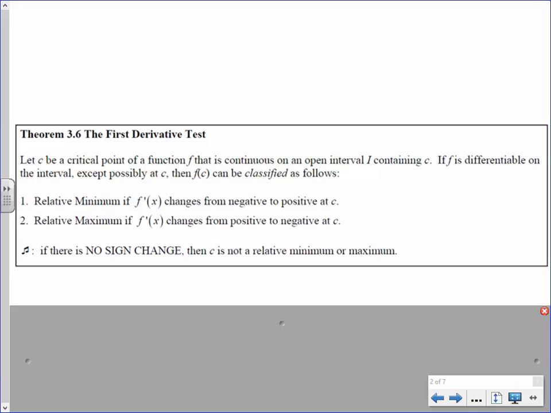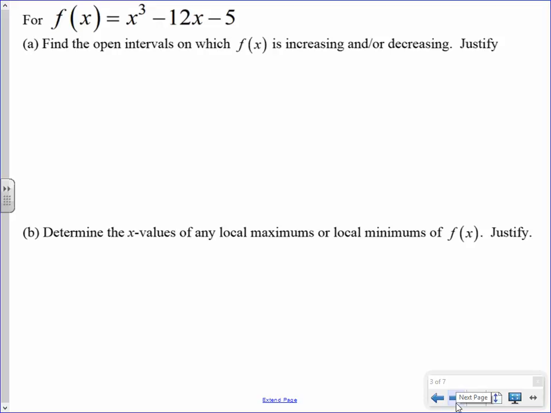So, here we go. Does this look familiar? Why does it look familiar? It was in the lesson yesterday. So, really, I want to just build off of what we did yesterday. Let's talk about what we did yesterday. To find increasing and decreasing intervals, what did we do first? Okay, we found the derivative.